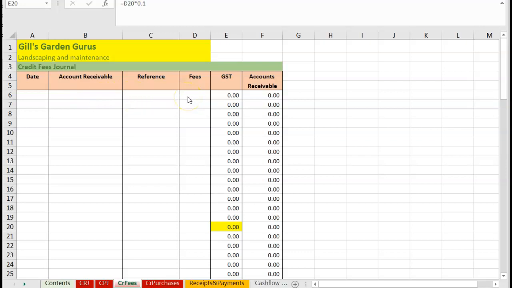So if it's a fee of $2,000, then the fee would go into fees. There would be GST on that of 10%, being $200. The total amount receivable is the fee plus the GST. The customer who we invoice pays the GST to us, and then we give it to the tax department at some stage in the future. So the fee $2,000 plus GST of $200, the total accounts receivable is $2,200.